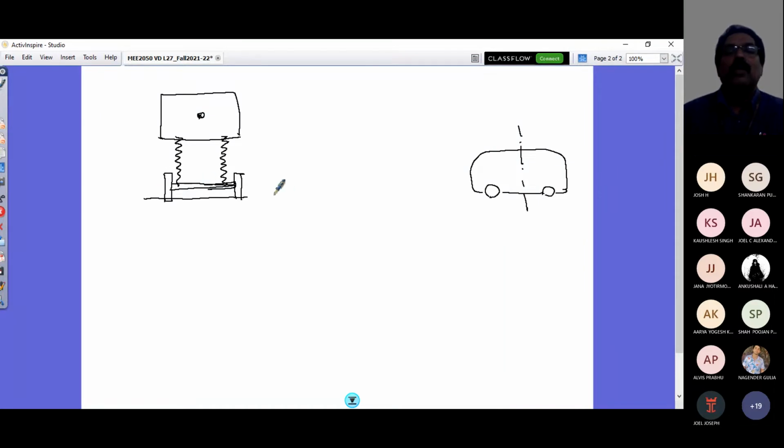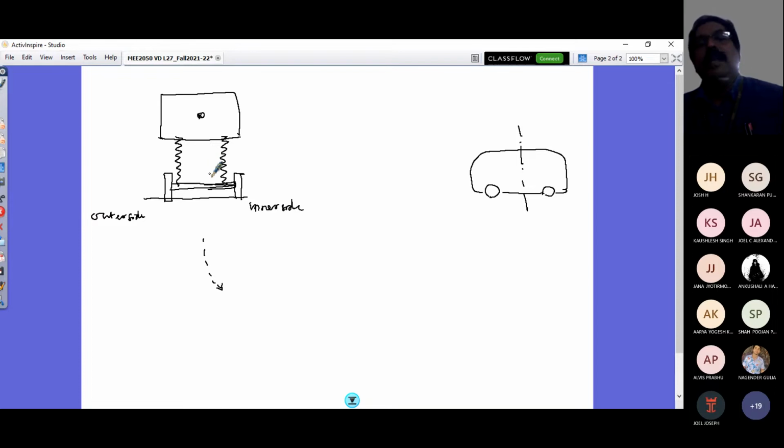So if my vehicle is going to turn in this direction, this is my inner side, this is the outer side of my vehicle. And the springs are shown exaggerated. This is done to discretize your vehicle mass as sprung mass. So this is your sprung mass, and this portion is your unsprung mass.